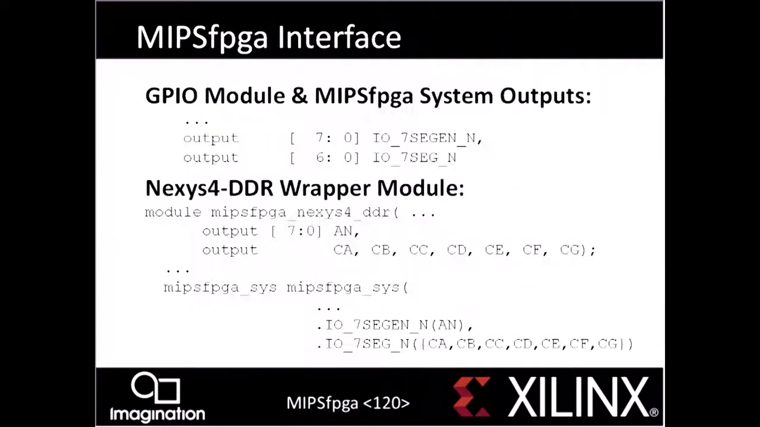and the values. OK, so here we modify the GPIO module, add an output that connects to these pins. So we have the enables, 7-segment enable N, and the actual CA through CG, which is IO 7-seg N. In the top-level module that is the Nexys4 DDR wrapper module, now we map those outputs, the IO 7-seg enable N and IO 7-seg N, to the anode, the AN signal, and the CA through CG.